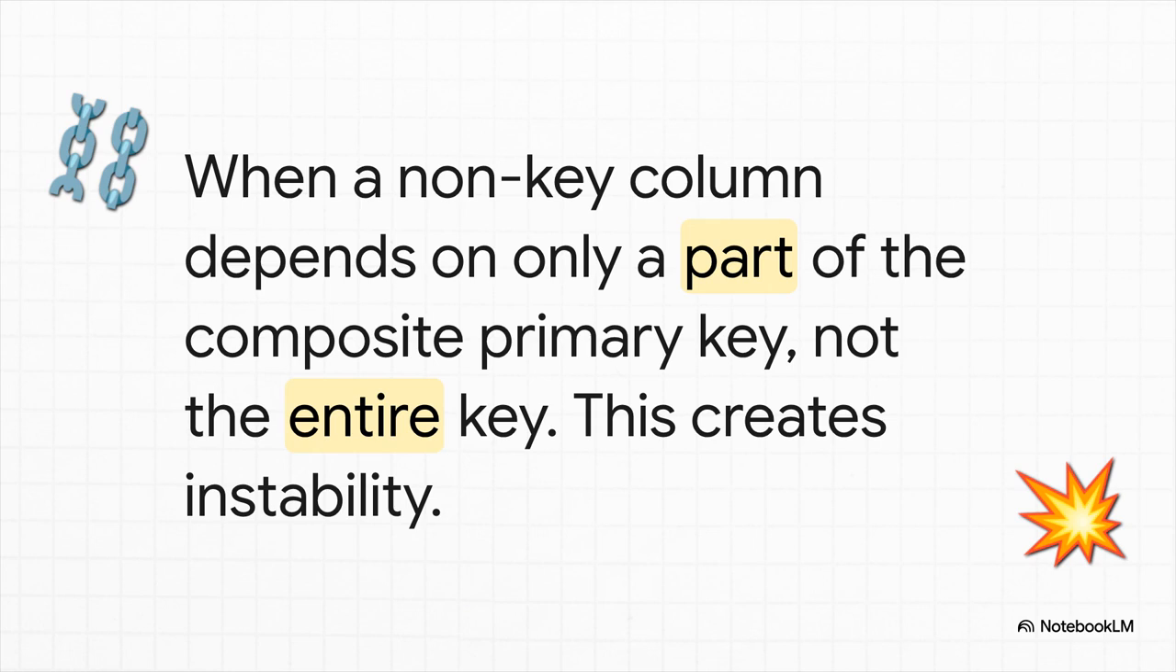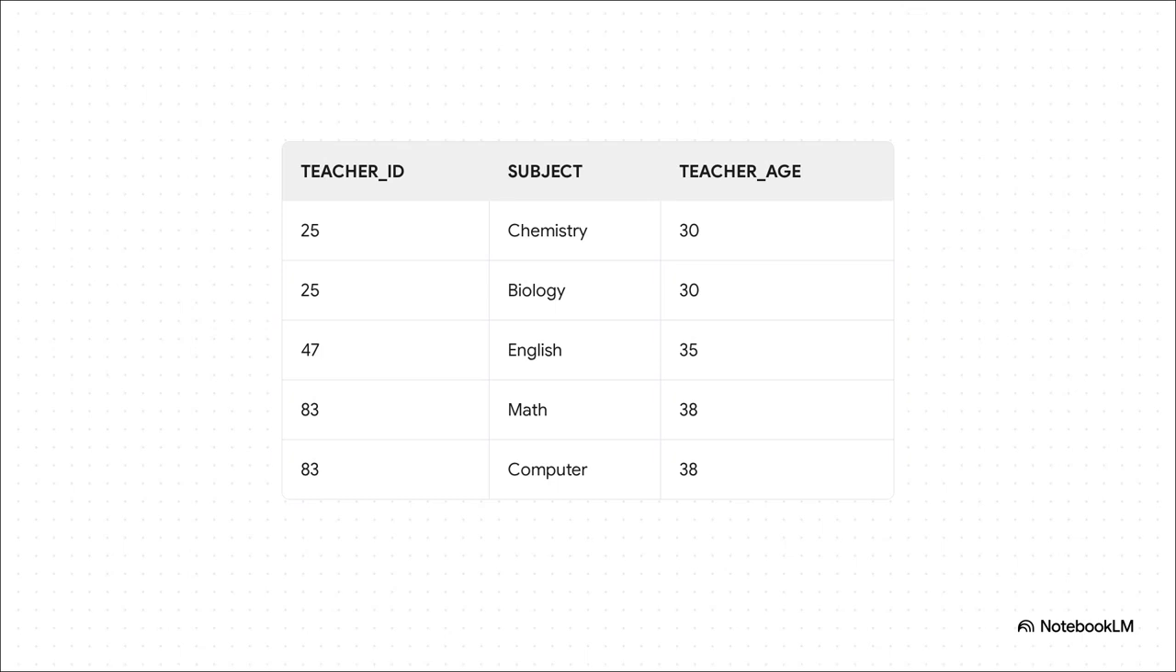Think of it this way. You have a piece of information that's only hanging on to a piece of the main ID, not the whole thing. It's like knowing a street name but not the city. The relationship is unstable and incomplete. We need every bit of data to be fully dependent on the entire key. Okay, let's look at this example. To uniquely identify a row, we need both the teacher_ID and the subject. That's our composite key. But now, what about the teacher_age? Does a teacher's age depend on the subject they teach?